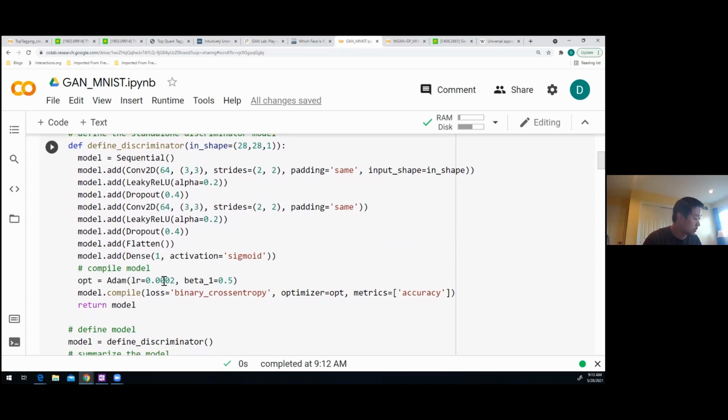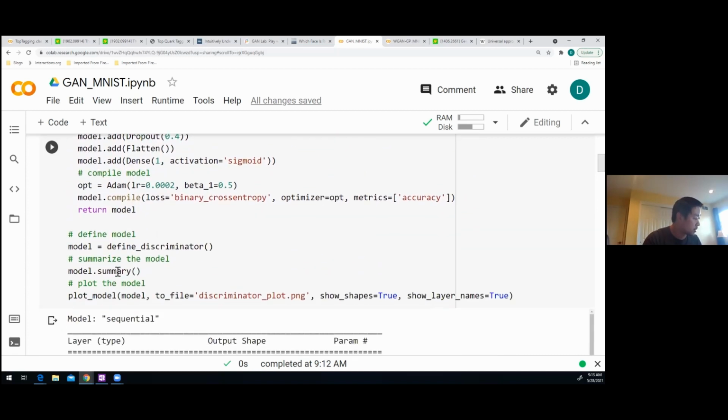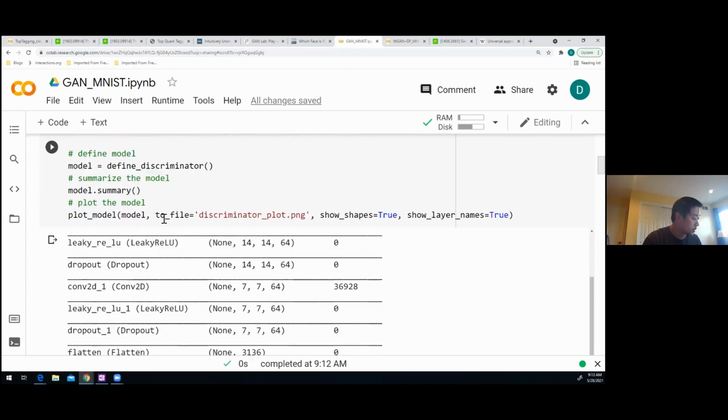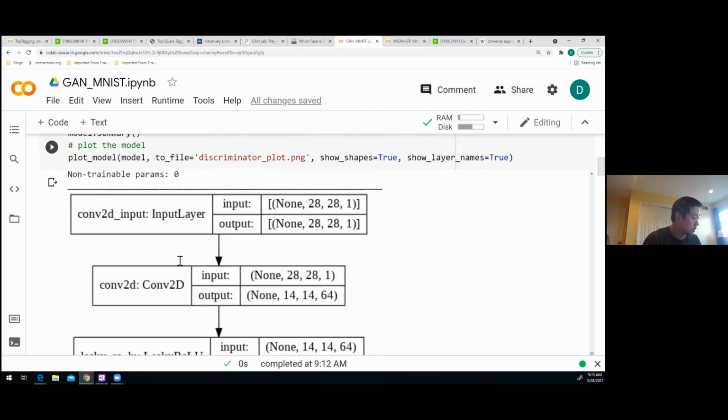It's trained with some learning rate that's different than the default, which is part of the fine tuning that you have to do to get the GAN to work. And okay, so that's the discriminator. Okay, you can see what it looks like there. It has 40,000 parameters to it.